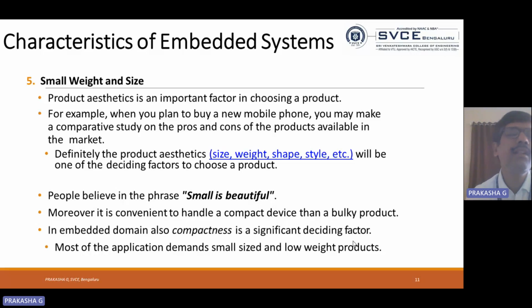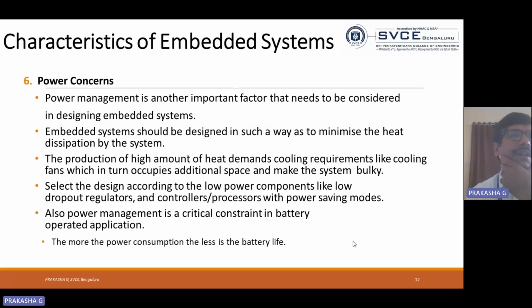It should be nominal weight. We should have that normal weight where even a kid can easily carry that device. So small is beautiful, small is comfortable. So this is the fifth characteristic that has to be considered in an embedded system. Power concern, the last characteristic of the embedded system.